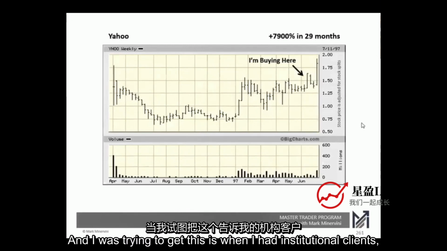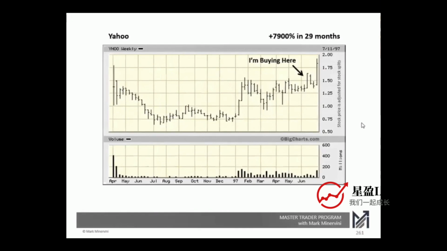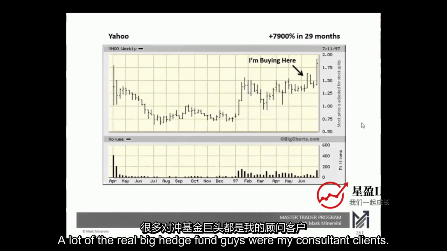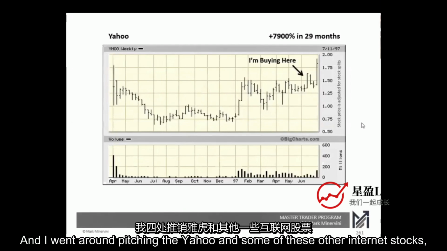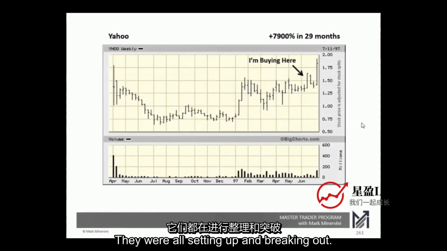This is when I had institutional clients. I used to advise some of the big hedge funds, the traders over at George Soros Management were my customers. A lot of the real big hedge fund guys were my consultant clients, and I went around pitching Yahoo and some of these other internet stocks because I thought the internet was this next big theme, and they were all setting up and breaking out.